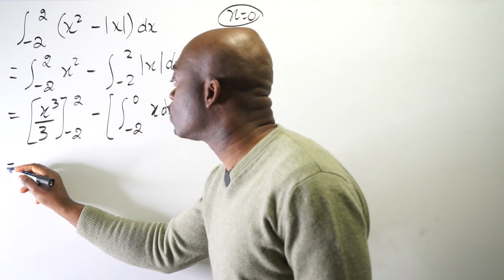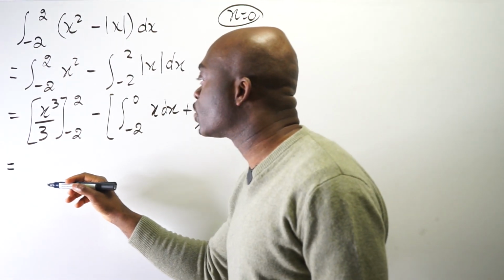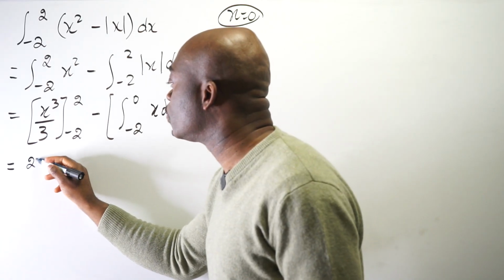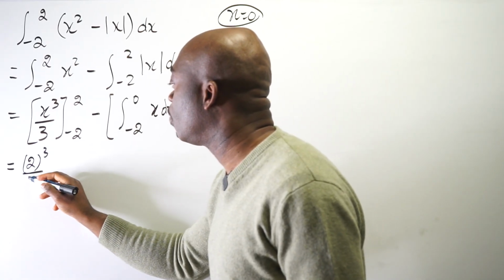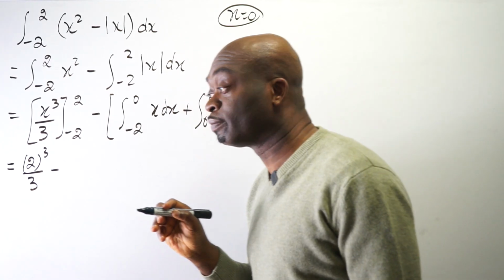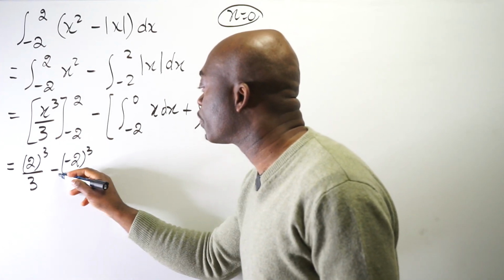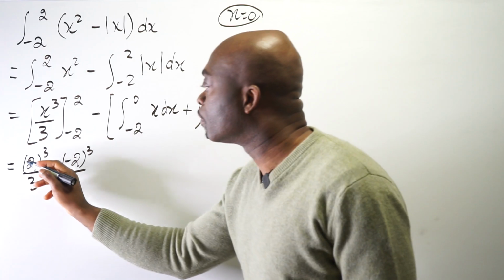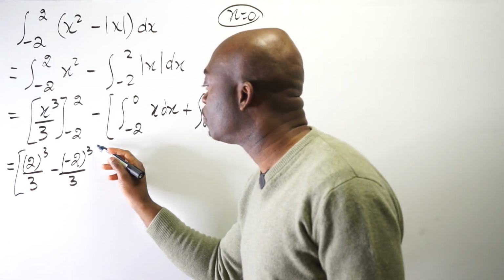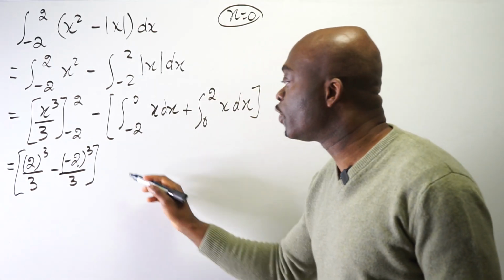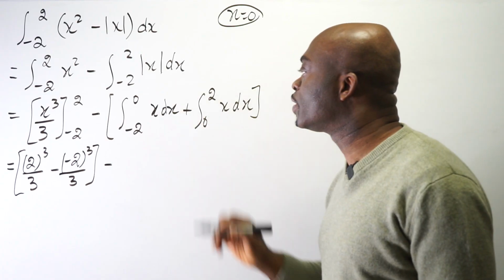So then this one is equal to, what's happening here? For this one, this is 2 to the third power over 3 minus, all right, negative 2 to the third over 3. We can keep this one in parentheses, in brackets, so we don't get confused. So that's minus. Now we come to this one here.